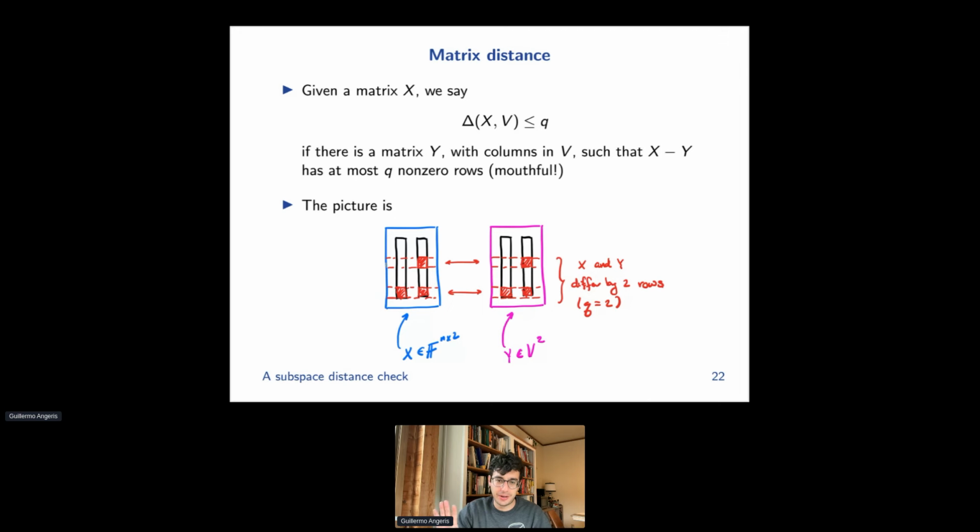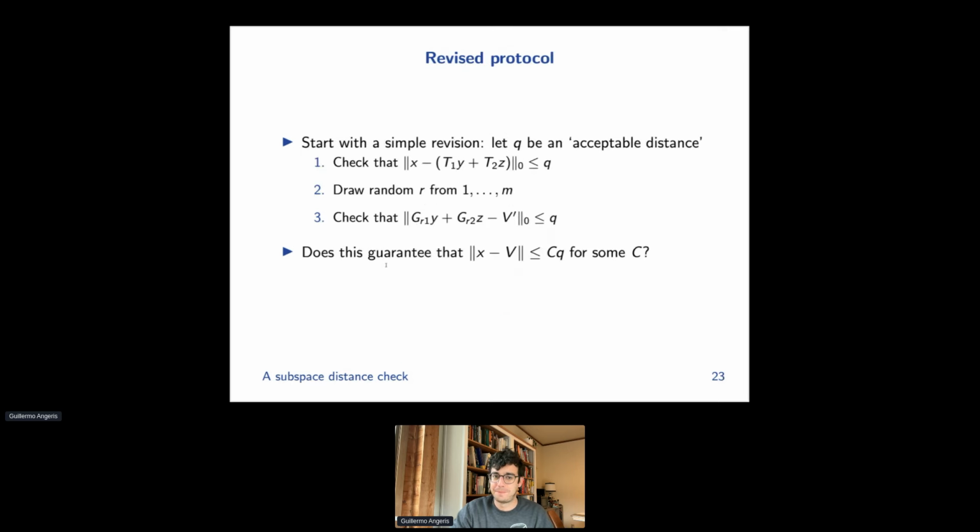This is kind of a weird concept, but okay, cool. So let's revise the original protocol that we talked about. In the original protocol, we started with some X, we decomposed it into Y and Z along with these matrices. And then we went down and checked that Y and Z are in the vector space, and doing that will imply that the original X was in the respective vector space that we cared about. So let's start with a simple revision. Let's just relax all of the equal signs to distances.